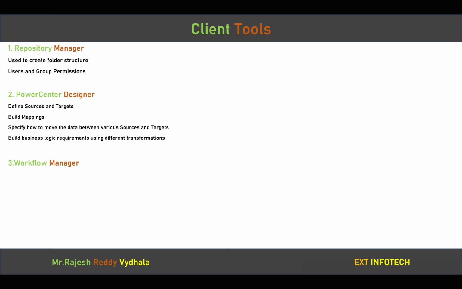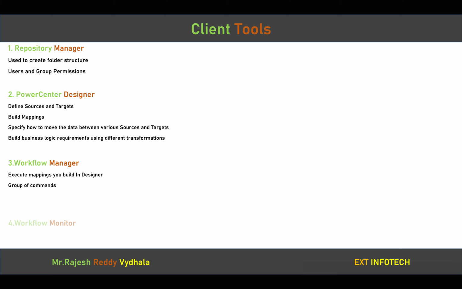Next comes the Workflow Manager. Workflow Manager has different kinds of instructions. It controls the mapping, for example at what time it will run; all these controls come under the Workflow Manager. We have a set of commands in the Workflow Manager, and by using those commands we control our mapping's execution process. That is the Workflow Manager.